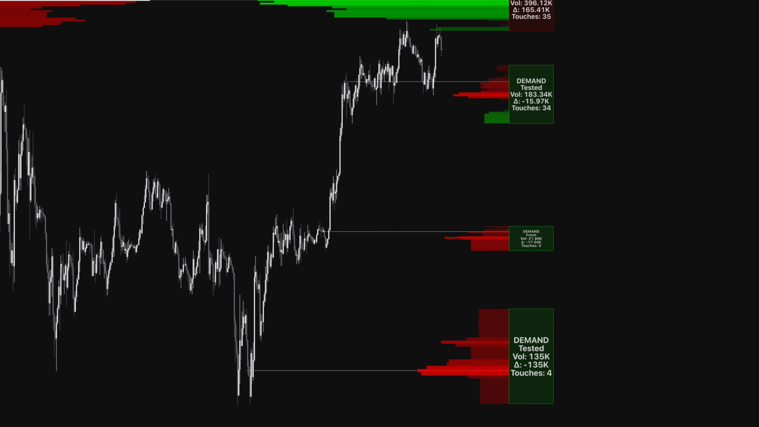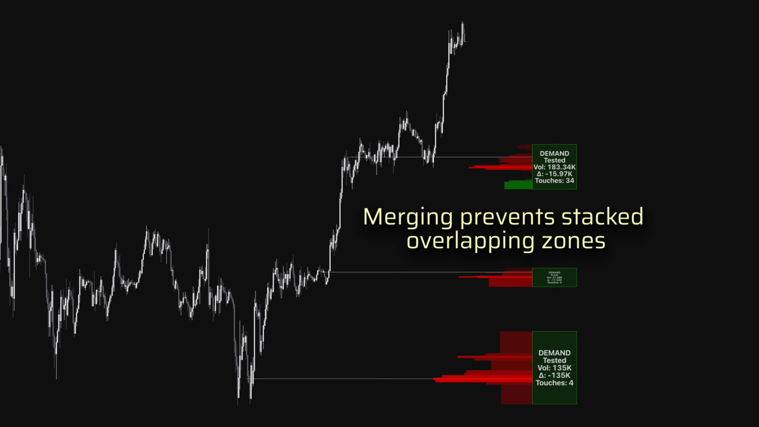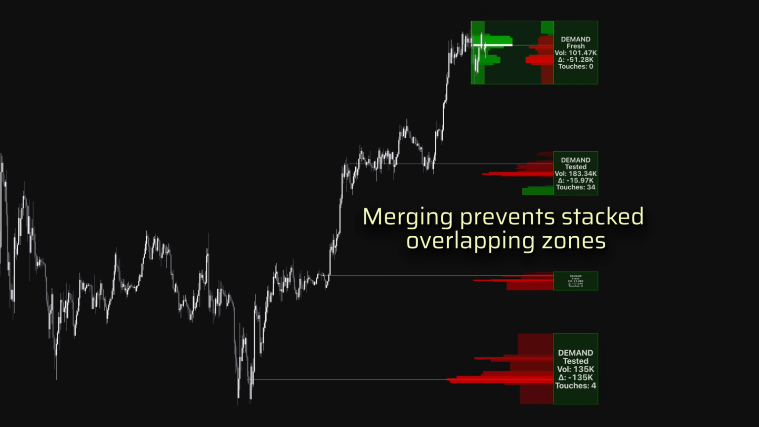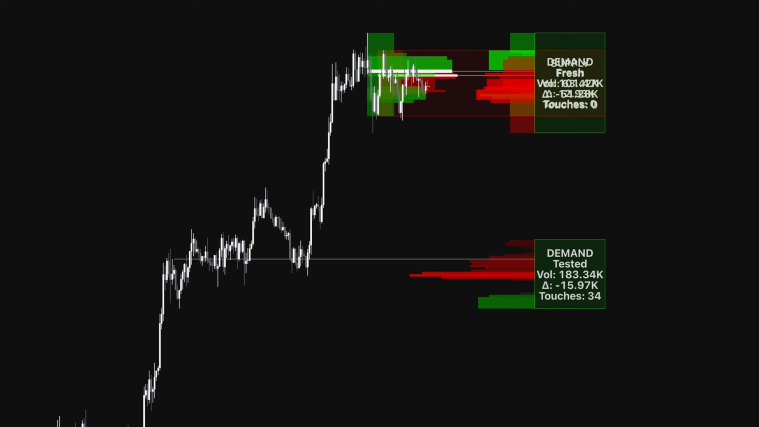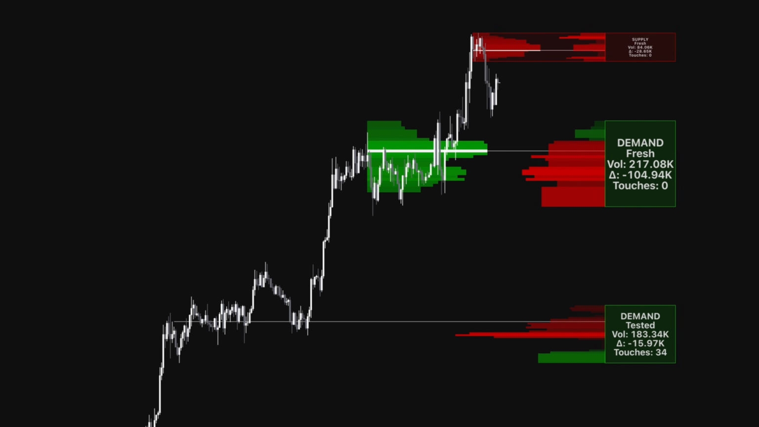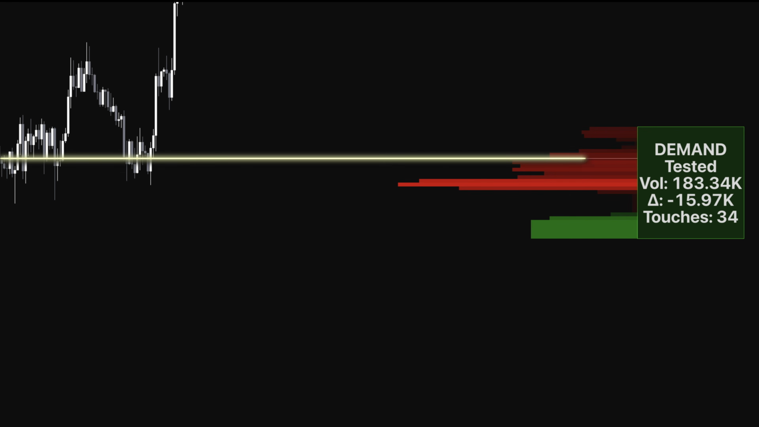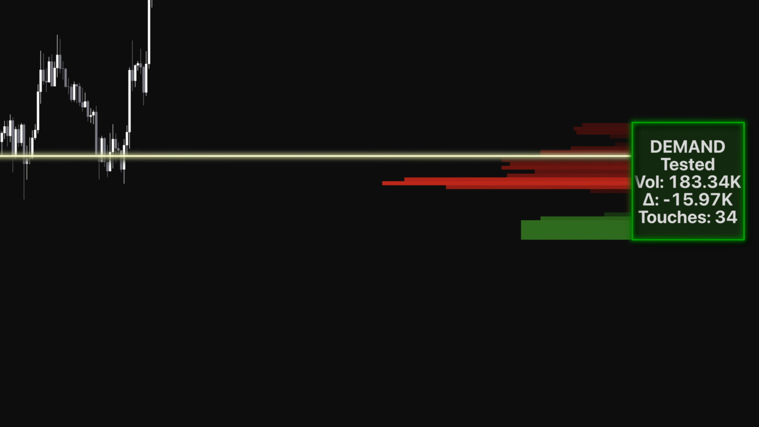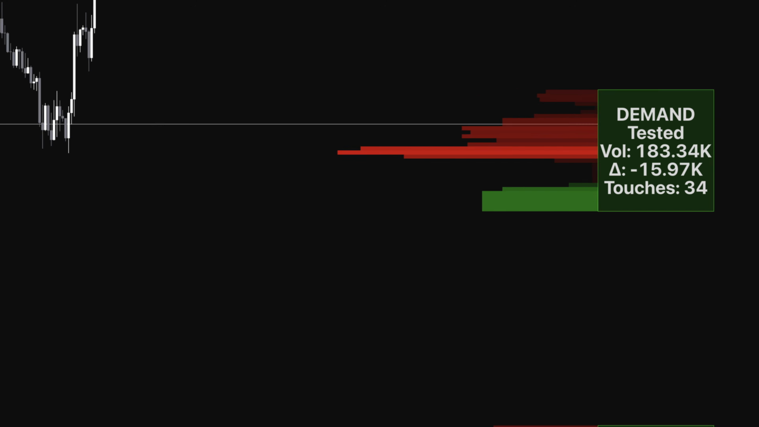cannot provide. Zone merging combines overlapping same direction zones rather than stacking them. Boundaries are unified, volume and delta profiles are summed row by row, and the point of control is recalculated. Touch counting updates the zone status from fresh to tested after the first contact, and an information box alongside each zone summarizes type, status, total volume, total delta, and touch count.